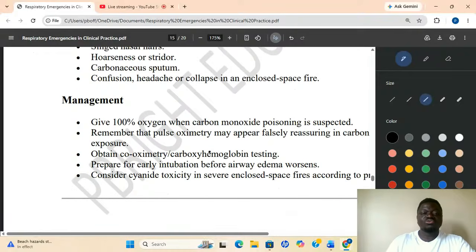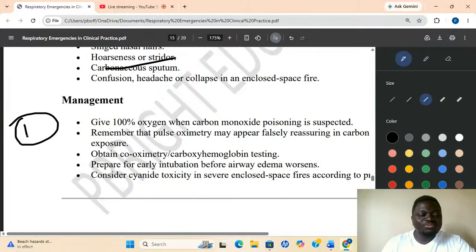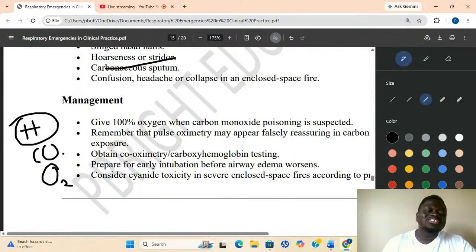So what is the management? 100% oxygen, upper airway. Remember that with pulse oximetry, the hemoglobin in the red blood cell loves oxygen, but it loves carbon monoxide more. That is why we have what? Carbonaceous sputum.